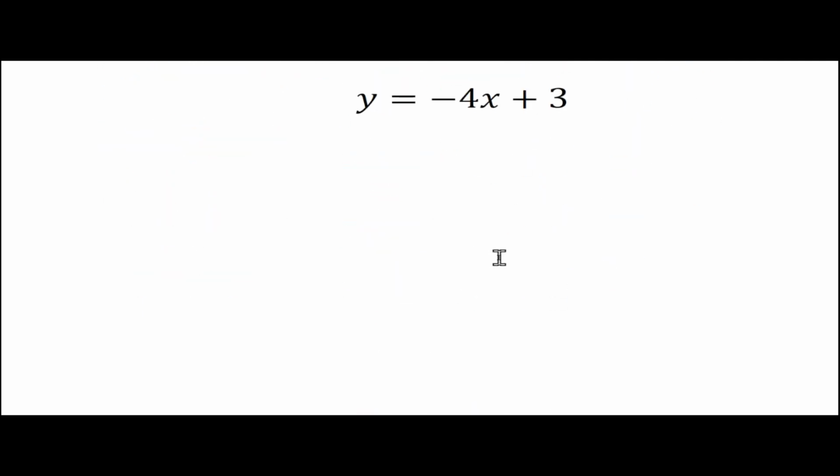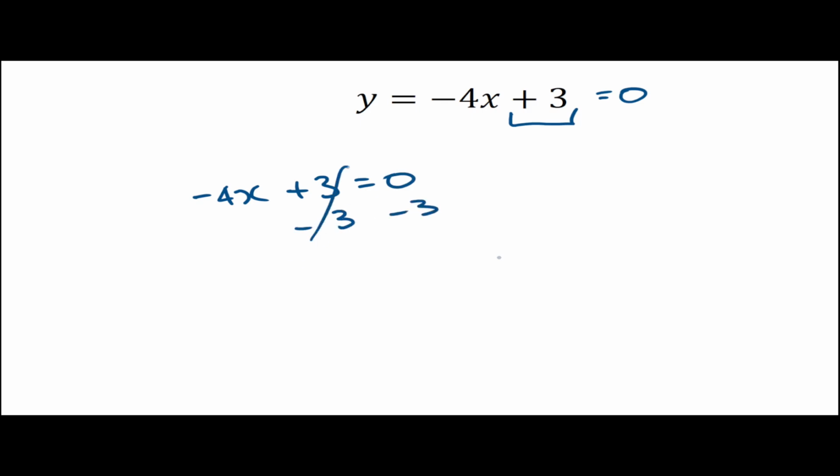So again, we're not even going to bother solving for y now. We just know that it crosses at +3. So let's find the x-intercept. The x-intercept is where y equals 0, so I'm going to set this equal to 0, because y equals 0 if we cover this up. So -4x plus 3 equals 0. I'm going to take 3 away from both sides. They're going to cancel.